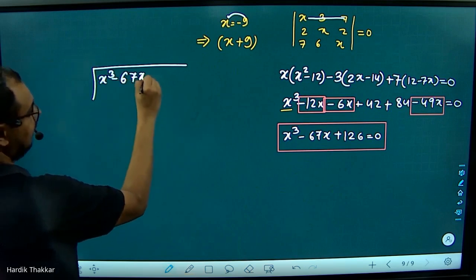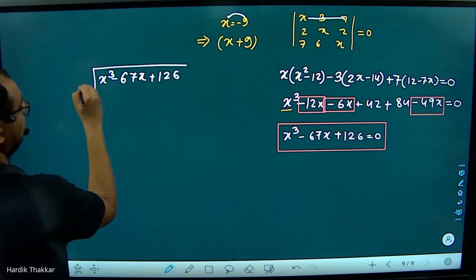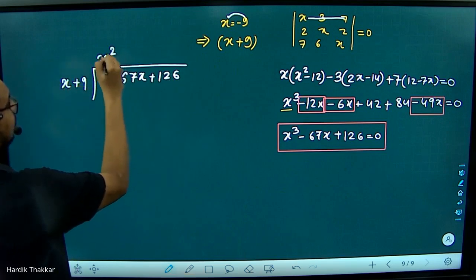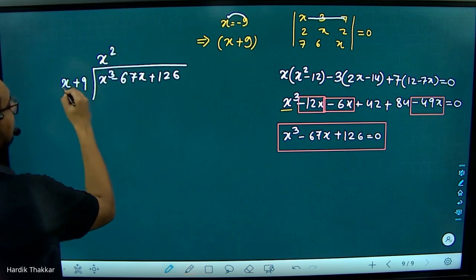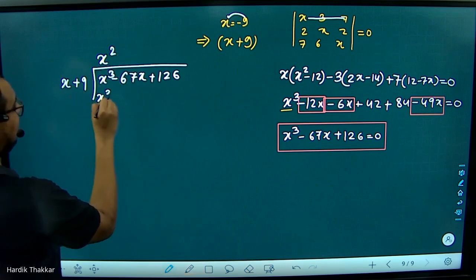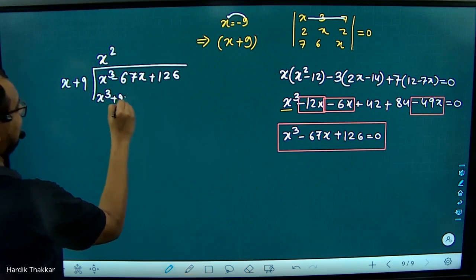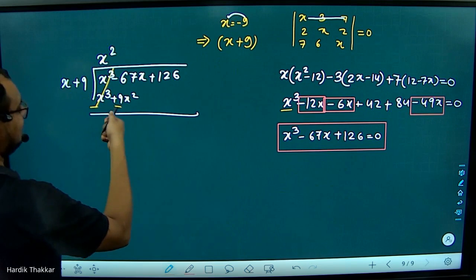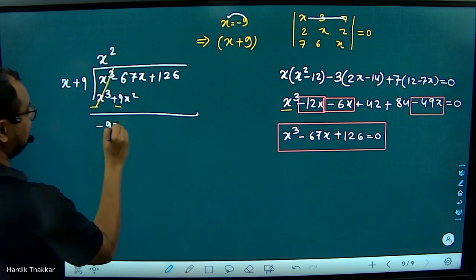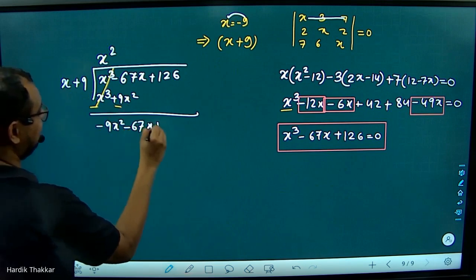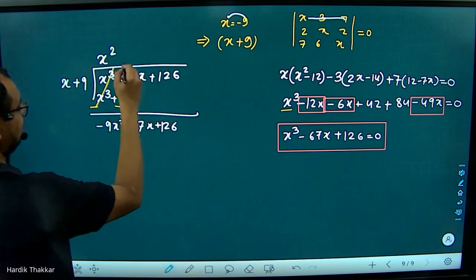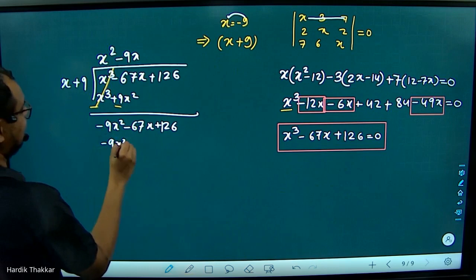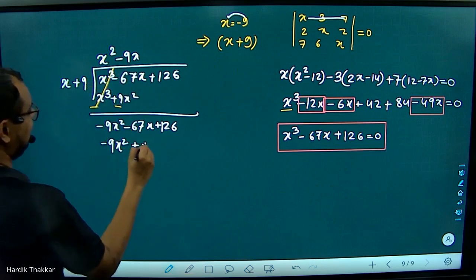So first we will write this cubic equation, and we will divide by x plus 9. The first term in the quotient will be x square. Now multiply x square with this, we will get x cube plus 9x square, like this. Further we will subtract the terms, negative negative, these two terms get cancelled out, and here it is 9x square minus 67x plus 126. Now the next term in the quotient will be minus 9x. Further multiply this, you will get minus 9x square minus minus plus 81x.